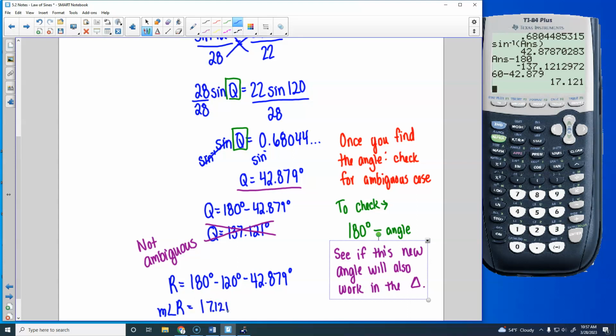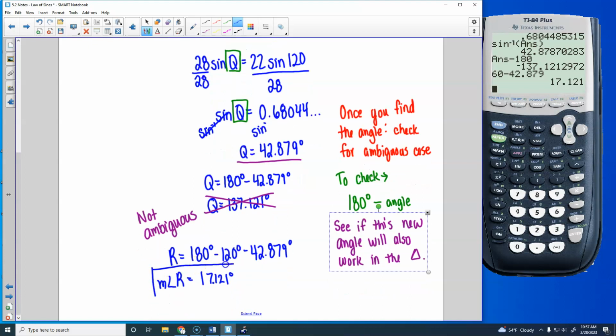120 from what? From the 137 that we got. You could, because you've already, it's the same there. Okay, so they were asking for R. This will be our answer.